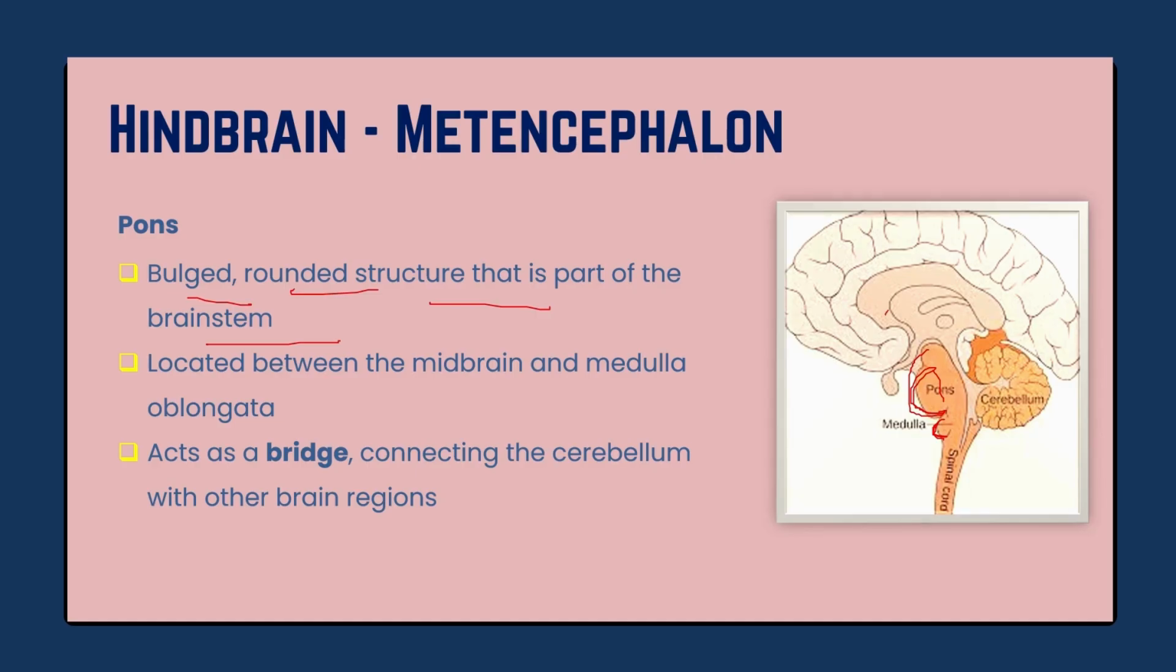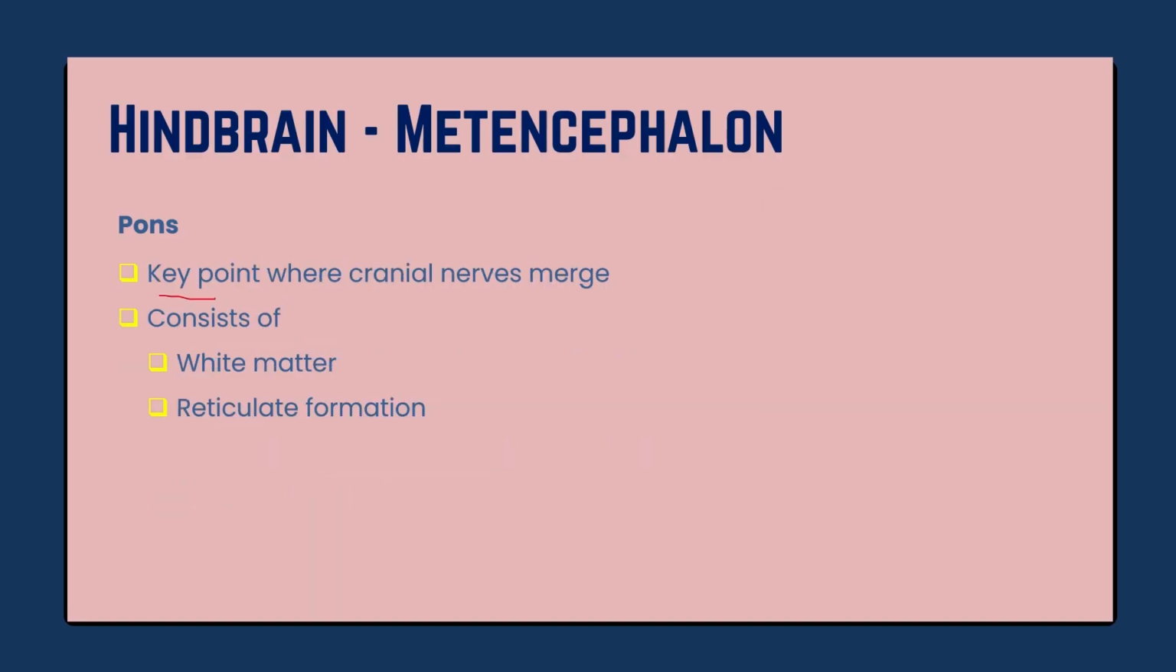So where is pons located? Between the midbrain and medulla oblongata. It acts as a bridge connecting the cerebellum and other brain regions. Alright, so this is acting as a bridge connecting cerebellum and other regions of the brain. Alright, pons is the key point where cranial nerves merge. What are cranial nerves? These are nerves that arise from the brain, and we'll learn more about cranial nerves in a different video. Alright, here all you need to remember is that pons is like a junction, okay, and it's the key point where all these cranial nerves merge.